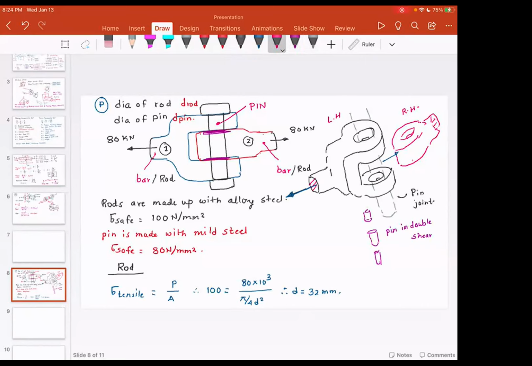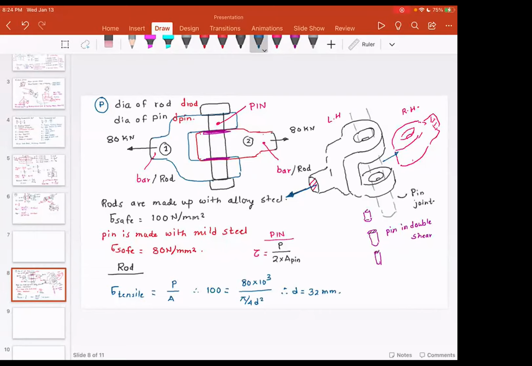So the stress in the pin, and I'm going to show it over here, is tau, because it's a shear stress. It will be P divided by 2 times the area of the pin. And why will the area of the pin be 2 times? Because, see, the pin is in double shear.